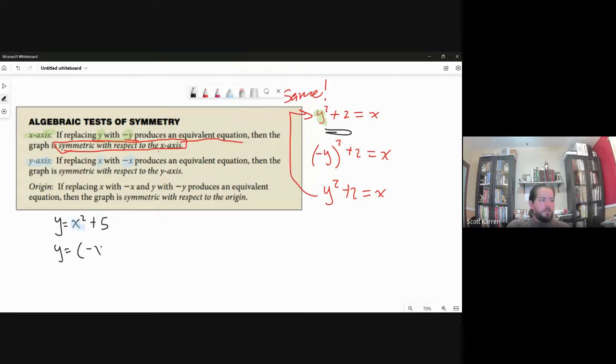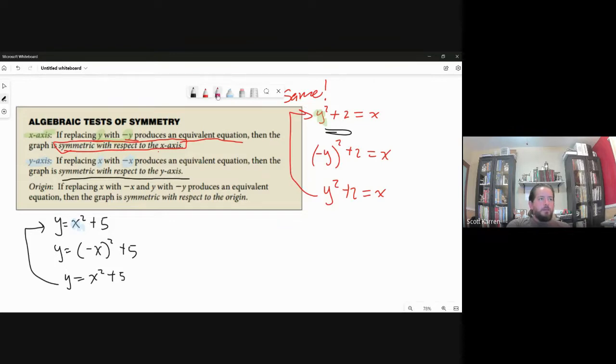The negative x that gets squared. The negative x squared becomes just x squared. And so it's the same. And so because I replaced x with negative x and got the same thing back, then this thing is indeed symmetric with respect to the y-axis.